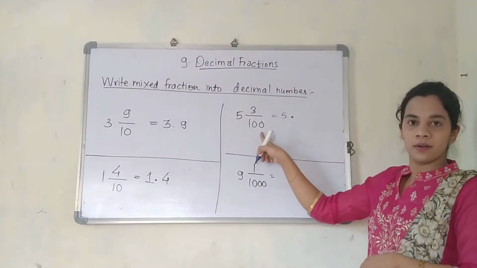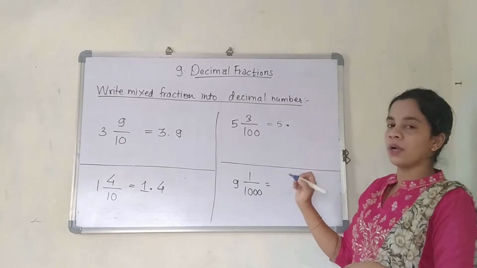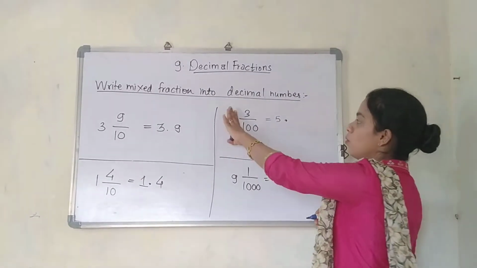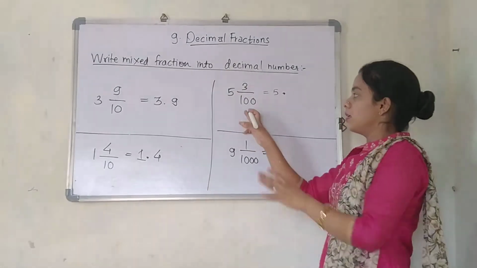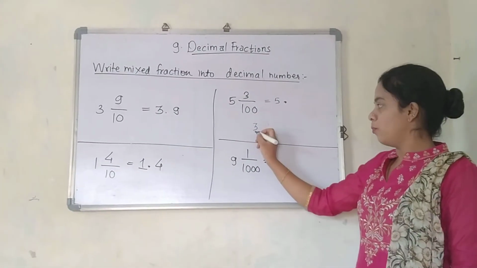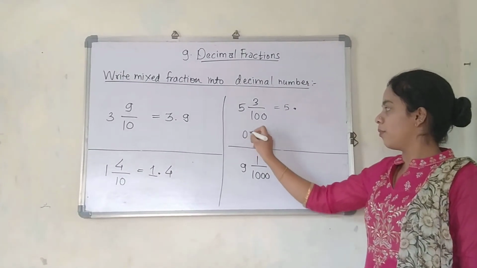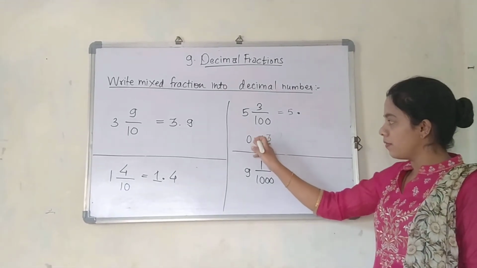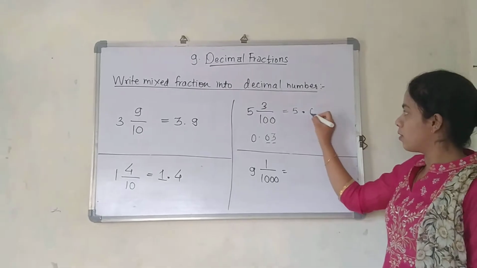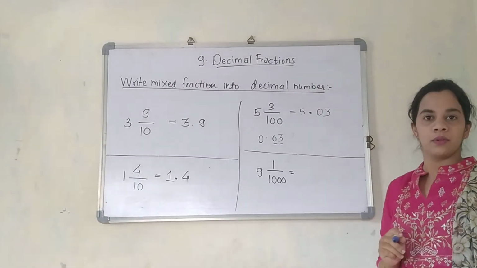3 upon 100. How am I going to convert the 3 upon 100? Just don't look up 5 now. 3 upon 100, I will write the numerator as it is. 2 zeros are here, so 2 places, and I am going to give the point: 0.03. So after the point, which number is there? 03. So after the point I am going to write 03.